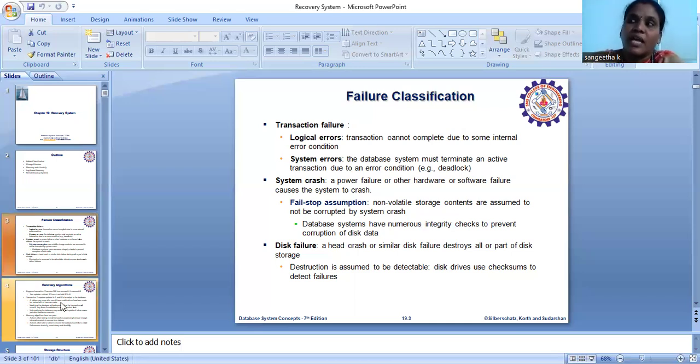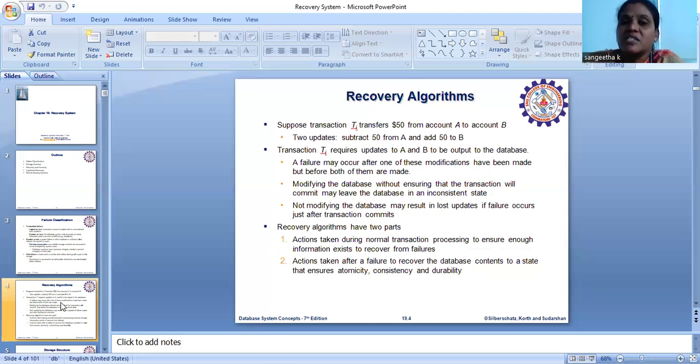Okay, so recovery algorithms. Suppose the transaction Ti wants to transfer rupees 50 from account A to B. So there are two updates: one is subtract 50 from A and add 50 to B. So transaction Ti requires access to both A and B. The failure may occur after one of these modifications has been made but before both of them are made. Modifying the database without ensuring the transaction commits may leave an inconsistent state. Not modifying the database may result in loss of data also. So we have to recover the state.